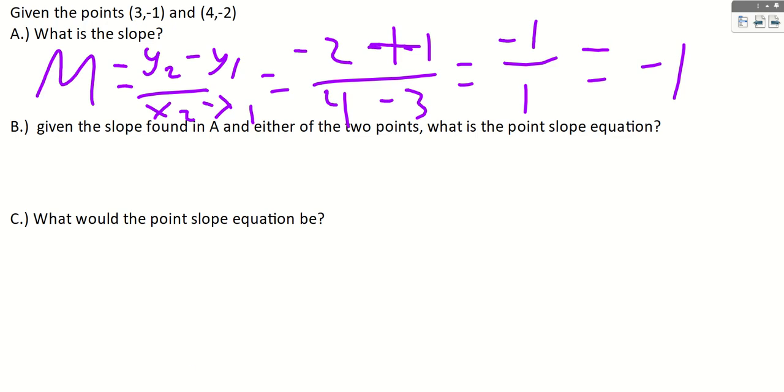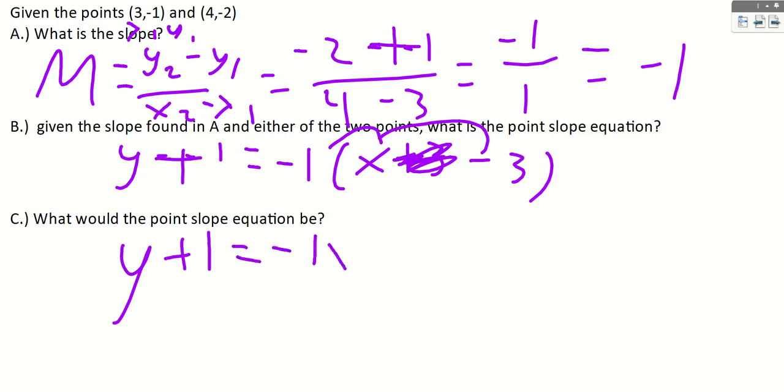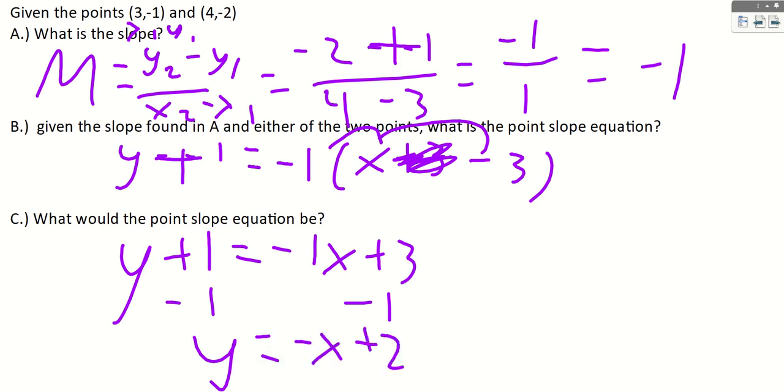Given the slope in A, and either of the 2 points, put it into point slope form. So I'm just going to do the first point, and so y minus -1 is equal to -1 times x plus, or minus -3, it should be -3. And I got that from x1 and y1 and plugging those in. 2 negatives touching gets me a positive, and then I can then distribute these to get into slope equation. So I have y plus 1 is equal to -1x plus 3. Subtract 1 from both sides and get y is equal to -x plus 2.